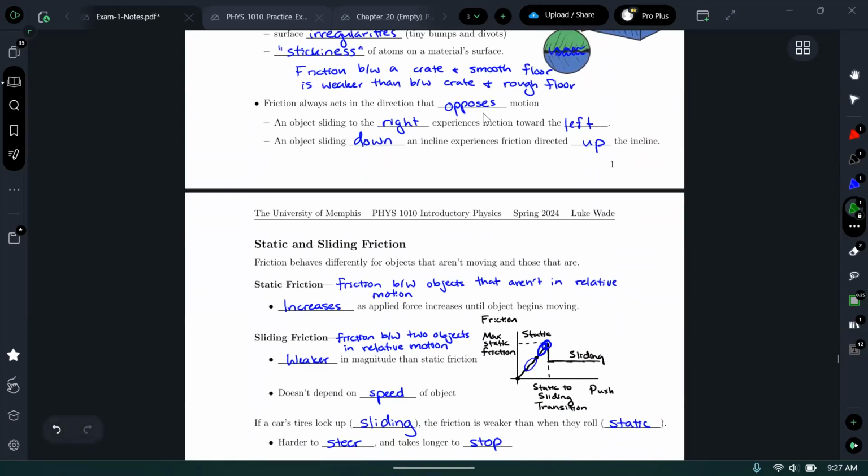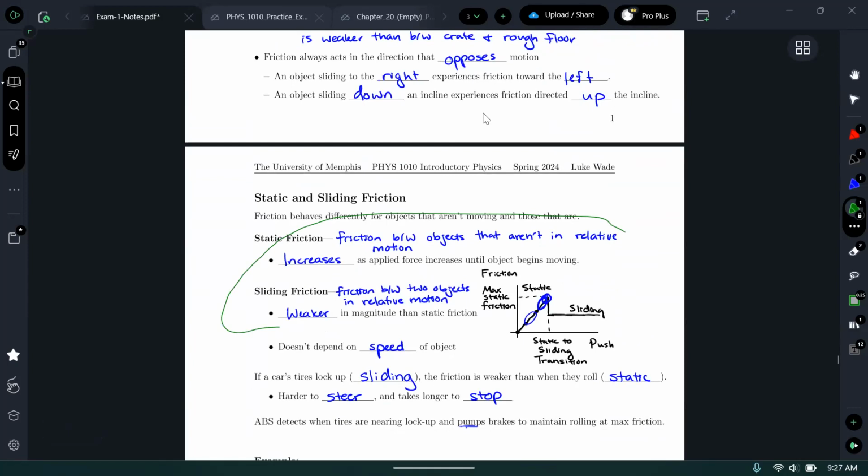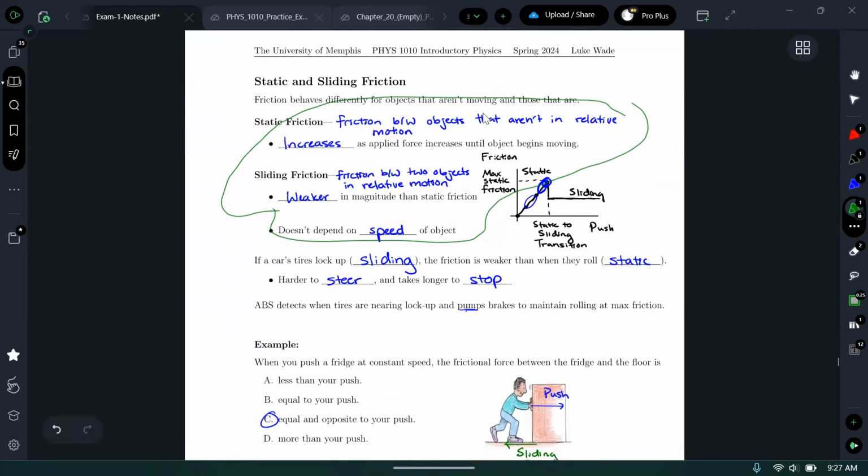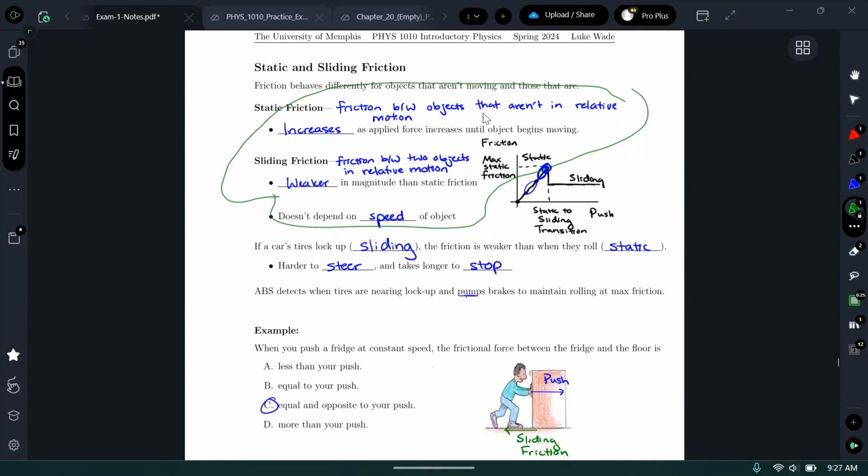So let's see the difference between those and how they differ from each other. I just said the same thing twice, didn't I? Difference between static and sliding, and then what their properties are, so that static gets stronger as you push harder.